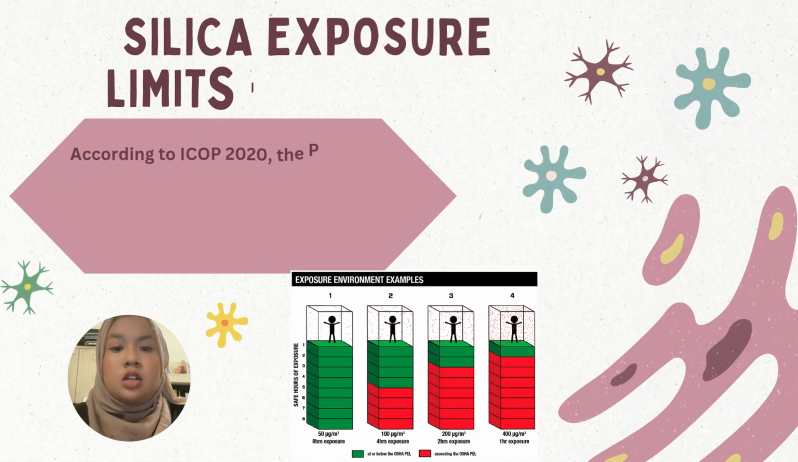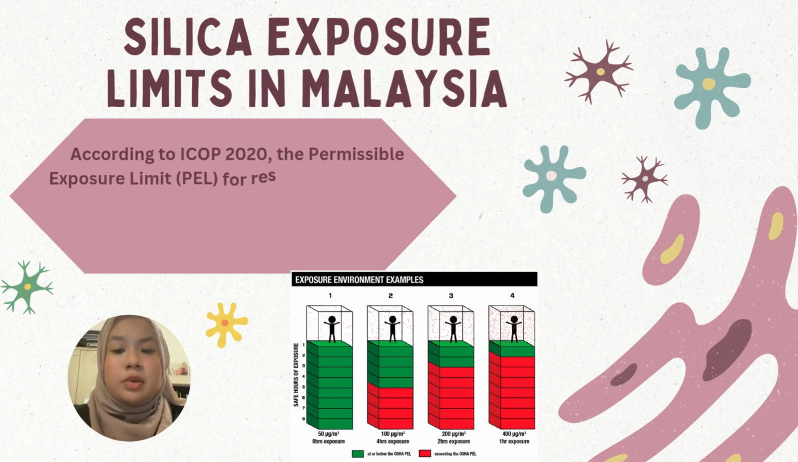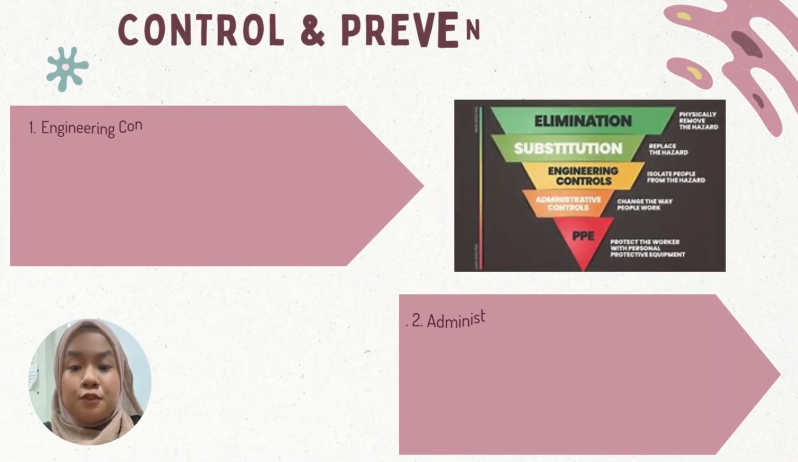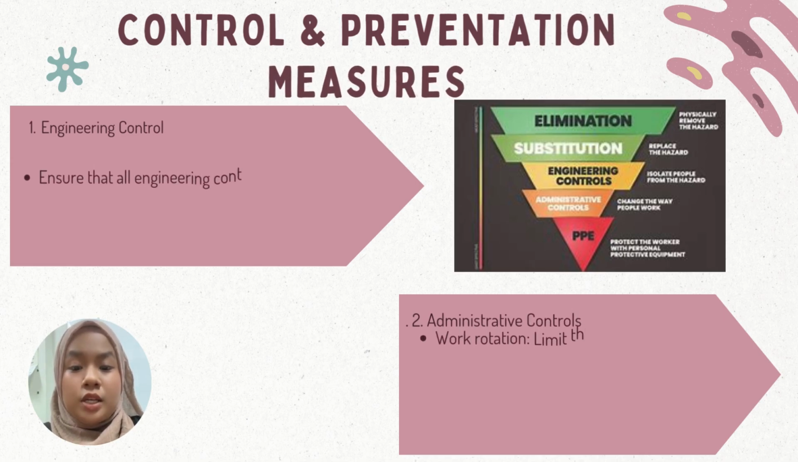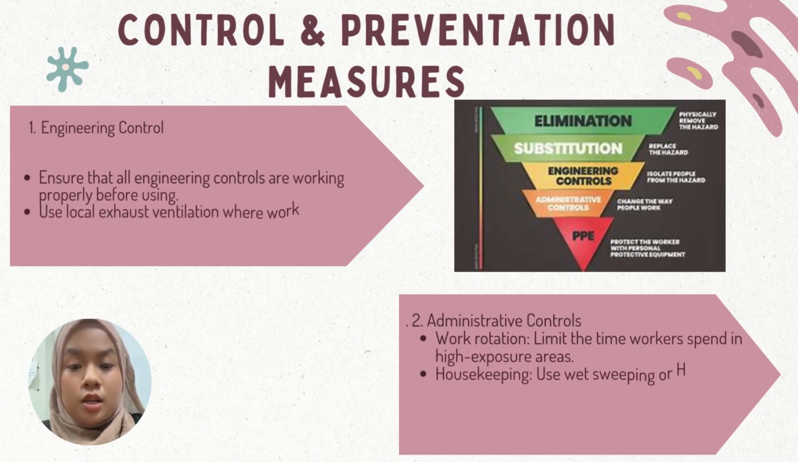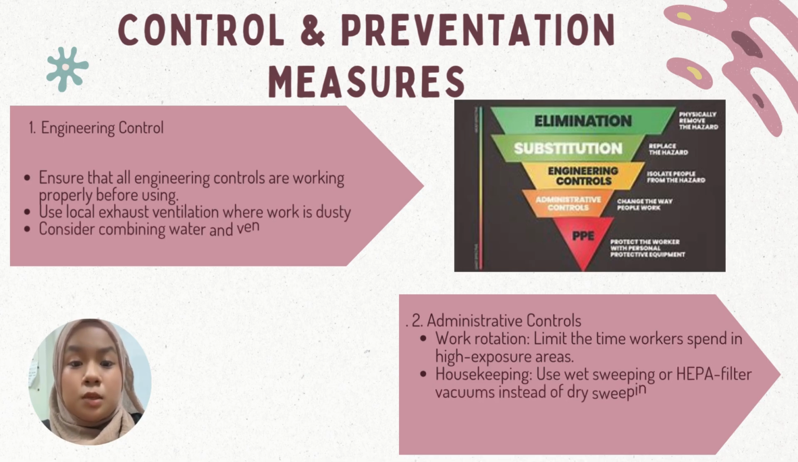In Malaysia, the occupational exposure limit for respirable crystalline silica, specifically quartz, is 0.1 mg per cubic meter of air, averaged over an 8-hour workday. This limit is set by the Department of Occupational Safety and Health (DOSH) to reduce the risk of silicosis and other lung diseases. To reduce the harmful effect of silica exposure, we need to apply multiple layers of control. These include engineering control, administrative control, personal protective equipment, and regular monitoring.